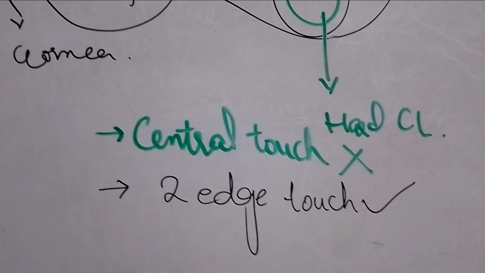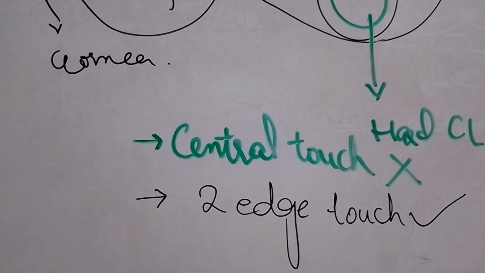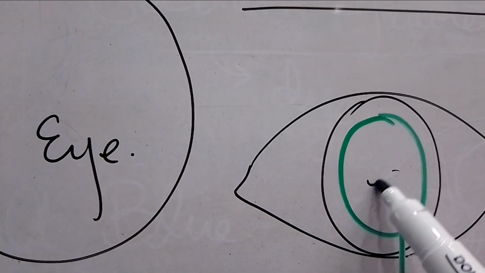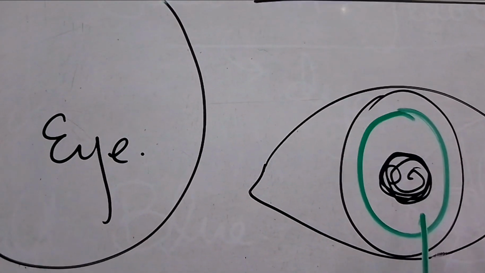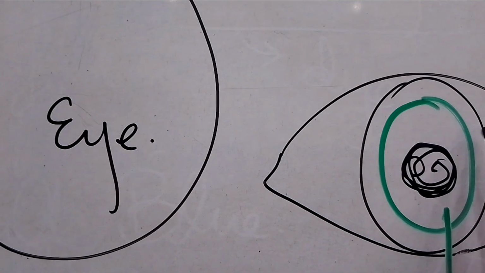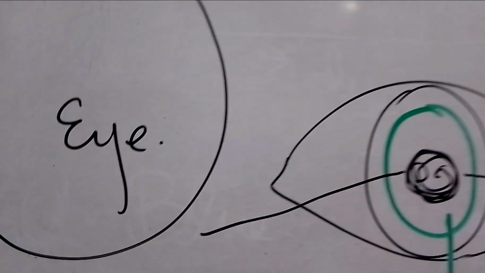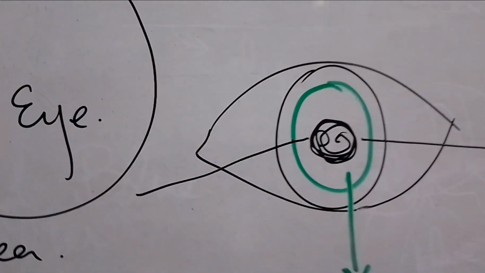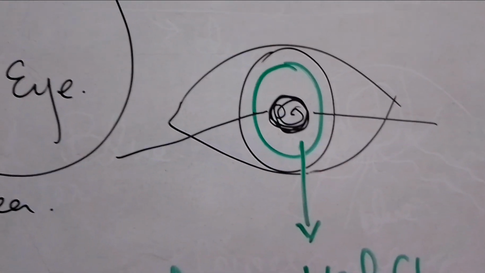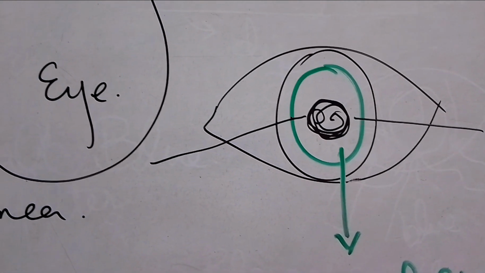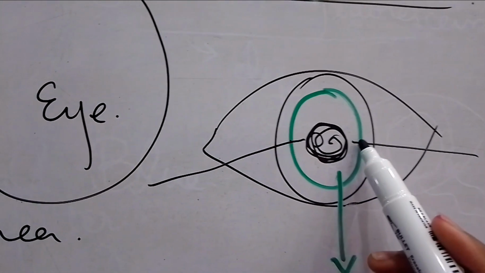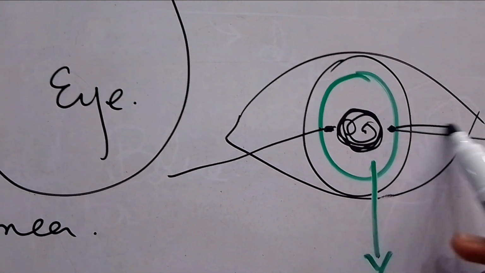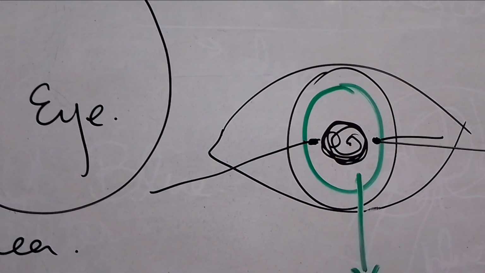What does this mean? Over here you can see, the contact lens should not touch the cornea at the center, while it should be in touch with the cornea at these edges, the right and left edges. Why is that so? Because the hard contact lenses are smaller in size. This is the central region, this is the periphery, so here it is the mid periphery, right?